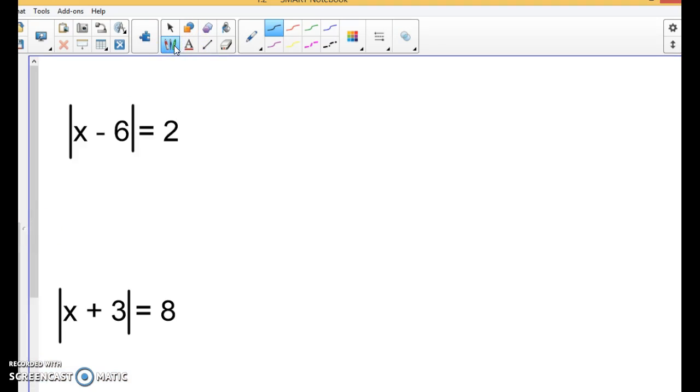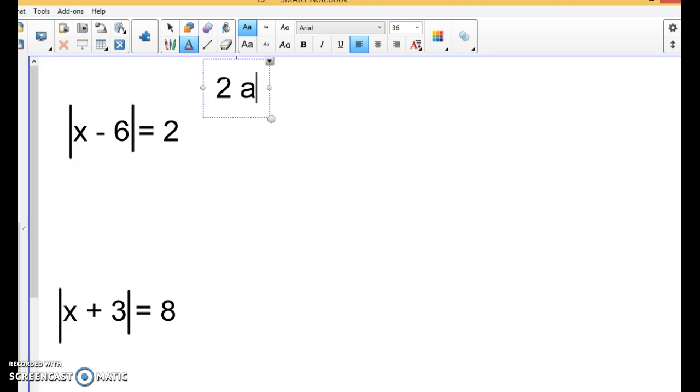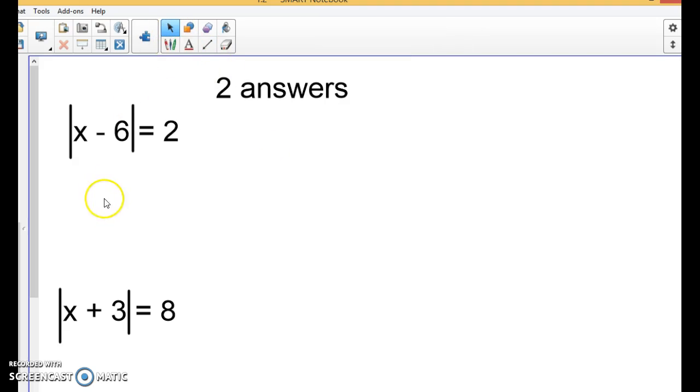Here I have x minus 6 equals 2, but I have these absolute value bars. There's always going to be two answers when I have an absolute value equation. Okay, so you have to make sure on your homework you're always giving me two answers. And the way I figure out my two answers is I'm going to do two problems. So I'm going to leave one like this, where I'm going to leave x minus 6 equals 2.